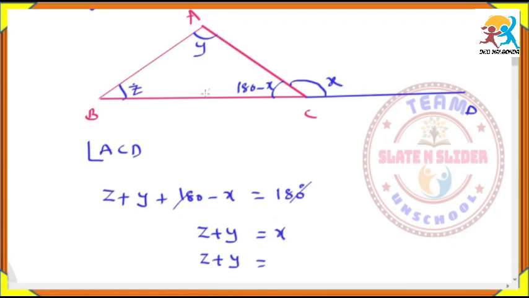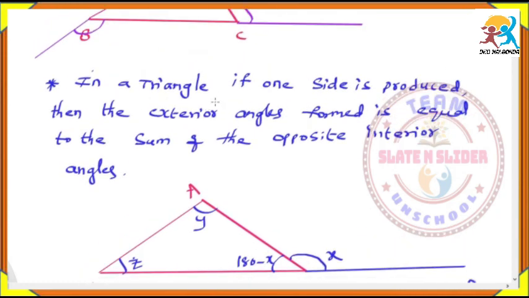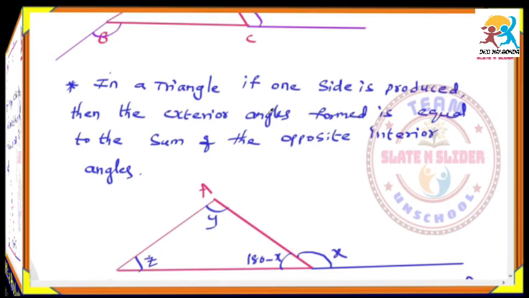What is x? x is the exterior angle of triangle ABC, that is angle ACD. So from this we can say that in a triangle, if one side is produced, then the exterior angle formed is equal to the sum of the opposite interior angles. We will observe these three in GeoGebra.